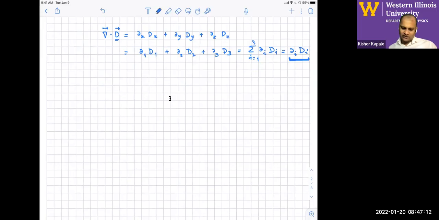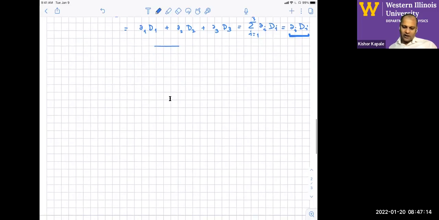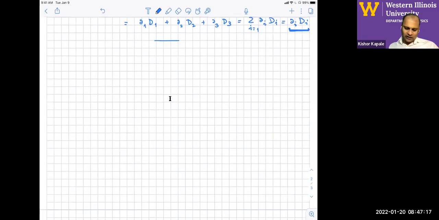So the Einstein summation convention is going to be useful. Another couple of symbols that are going to be useful are the Kronecker delta.